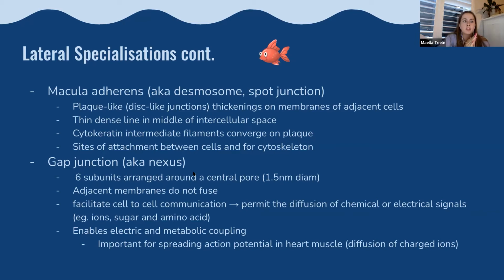And then gap junctions do not have any fusion at all between the two membranes, and they're 6 subunits arranged around a central pore. These pretty much facilitate cell-to-cell communication. So you can have chemical or electrical signals that diffuse between them, and they are important for spreading action potentials. When you learn more about nervous tissue, you'll learn a lot about gap junctions. They'll be what's used to spread the action potentials.